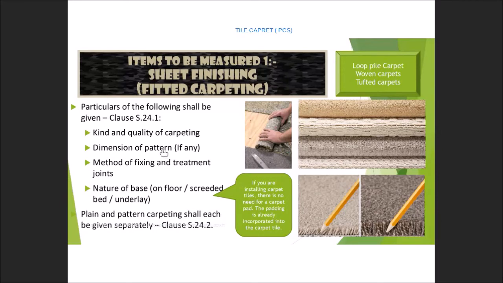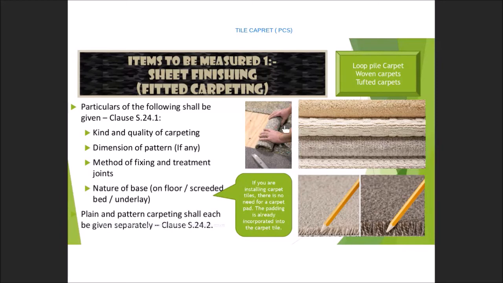If not, you can write down according to architect approval or according to the engineer's approval or specification. Method of fixing and treatment of the joint. This is very important. We have to mention whether the carpet is located or installed on the rubber underlay, or maybe on the carpet padding, or maybe on the screeding, depends.